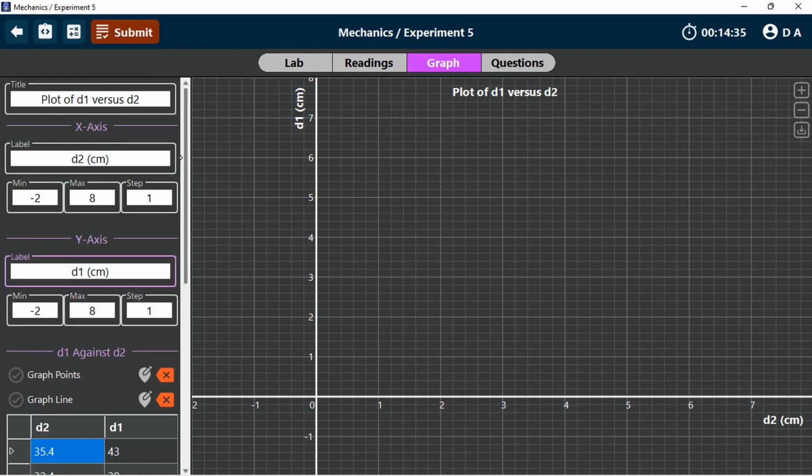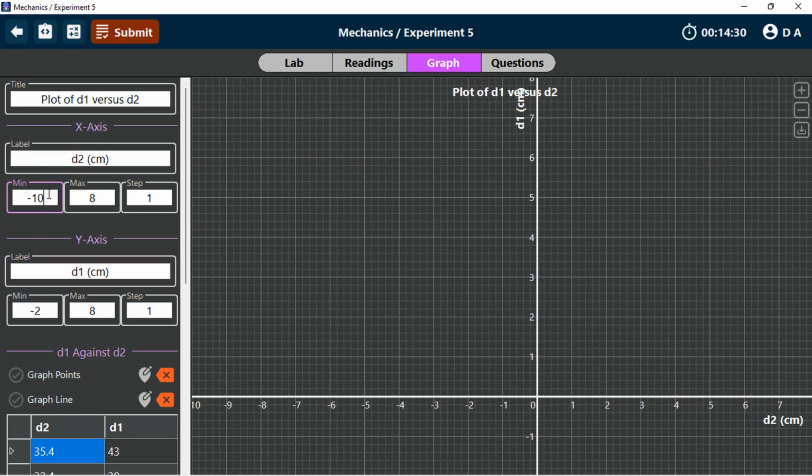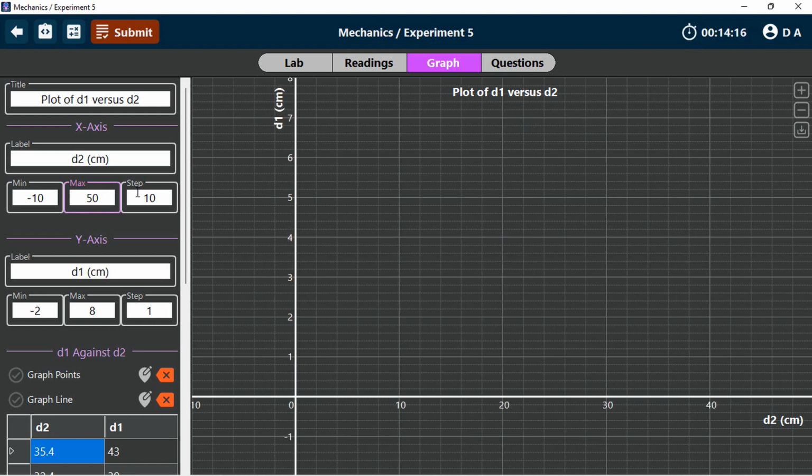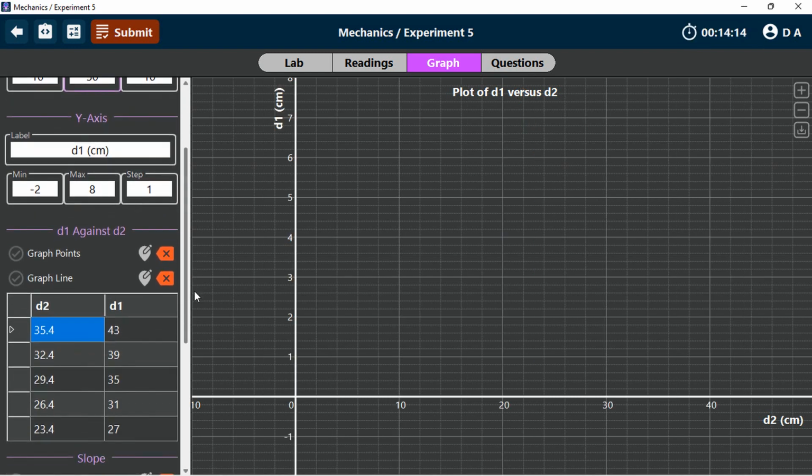For the x-axis, what I mean by 10 is we're going to use something like maybe minus 10, right? Then the step will be 10. Since we're expecting about 5 divisions, we can stop around, let's say, 50 or 60, somewhere around there. So we can stop very close to the maximum.